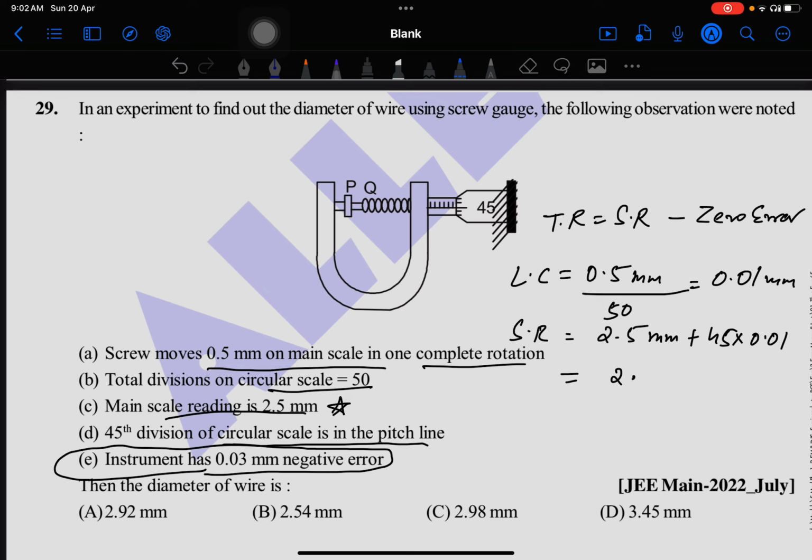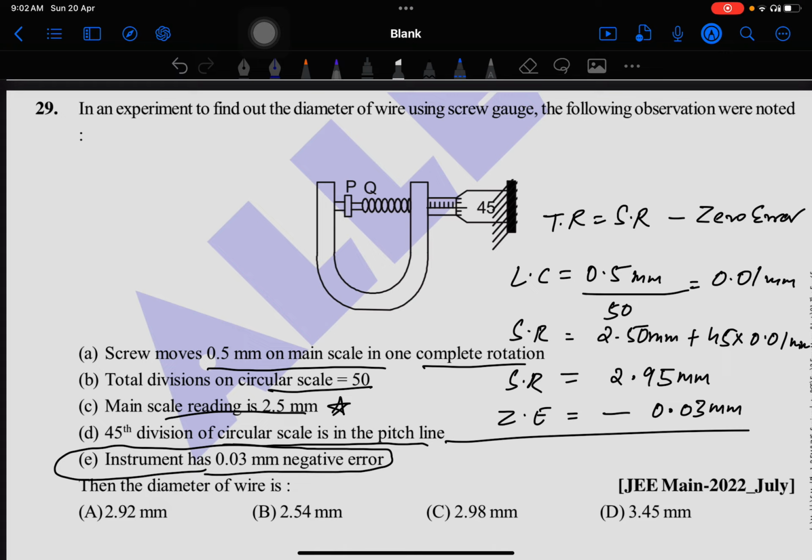So you get 2.50 and 0.45. This is in mm only, so be careful while doing the calculation. Take your time. 2.50 plus 0.45 mm, so 2.95 mm is the shown reading. And how much is the zero error? It is negative, so you put a minus sign. It is minus 0.03 mm.